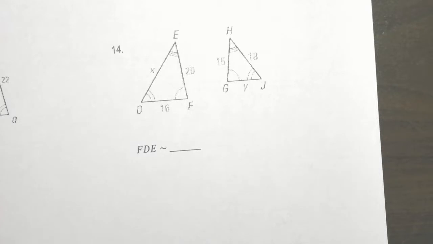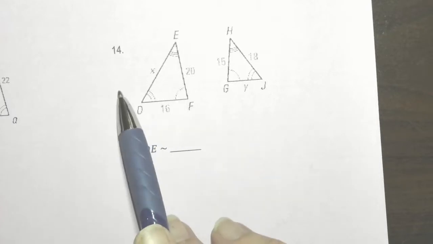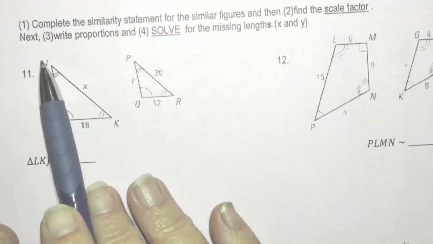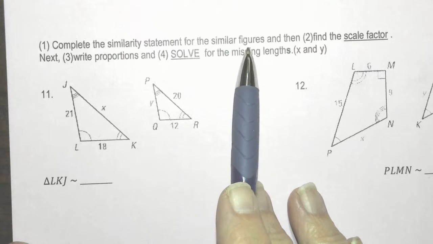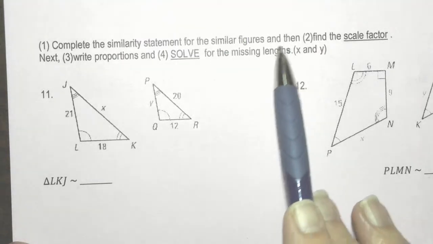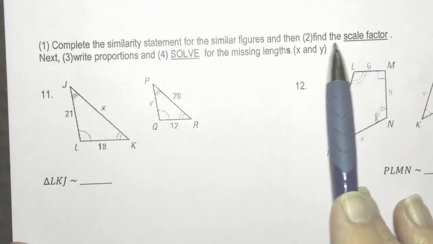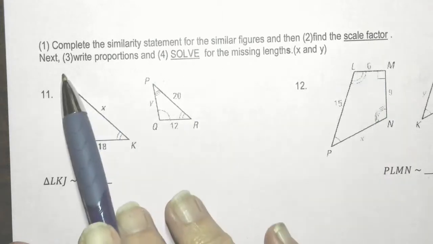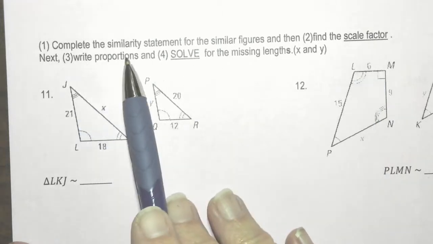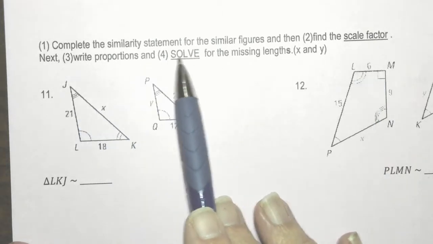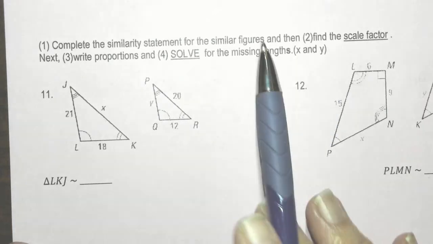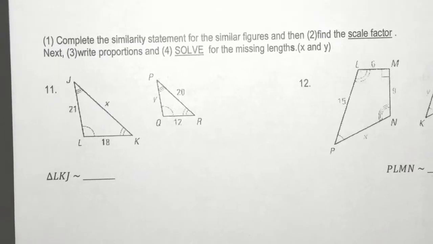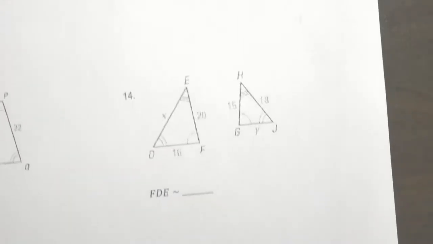All right, so we are looking on our pink paper on the back on question 14. Before we get down there, let's look at the instructions up top. It says complete the similarity statement for the similar figures. That's part 1. Then, part 2, find the scale factor. Next, part 3, write proportions. And then 4, solve for the missing lengths x and y. So there are many parts to these questions. So let's go down to number 14.